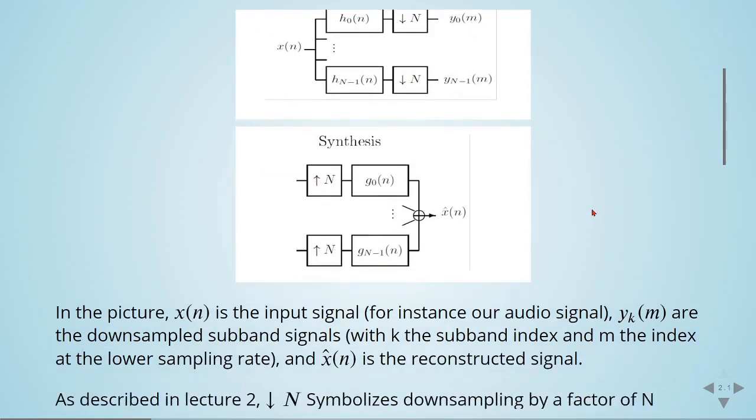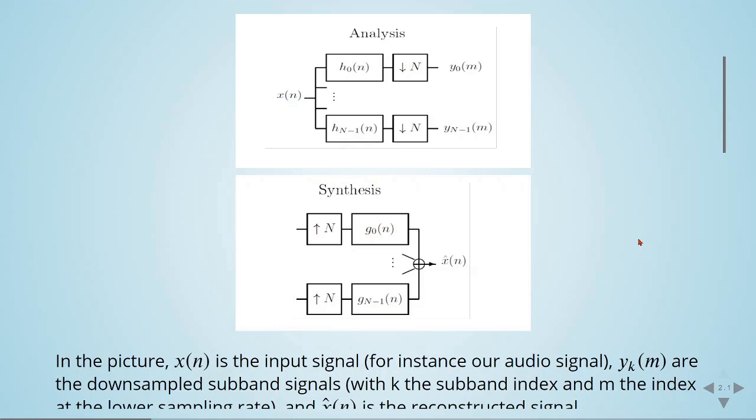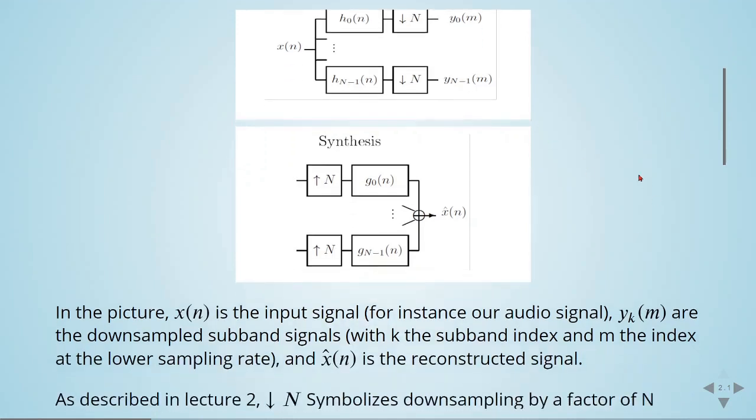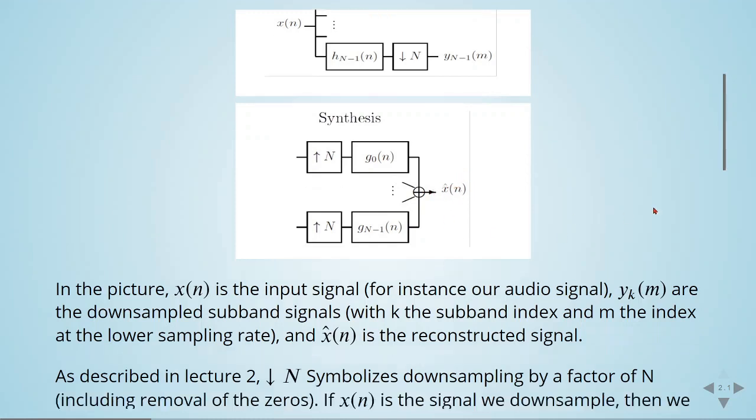In the picture, x(n) is the input signal, for instance, our audio signal. y_k(m) are the downsampled subband signals, with k the subband index and m the index at the lower sampling rate, and x hat(n) is the reconstructed signal. So we have here the reconstructed signal.